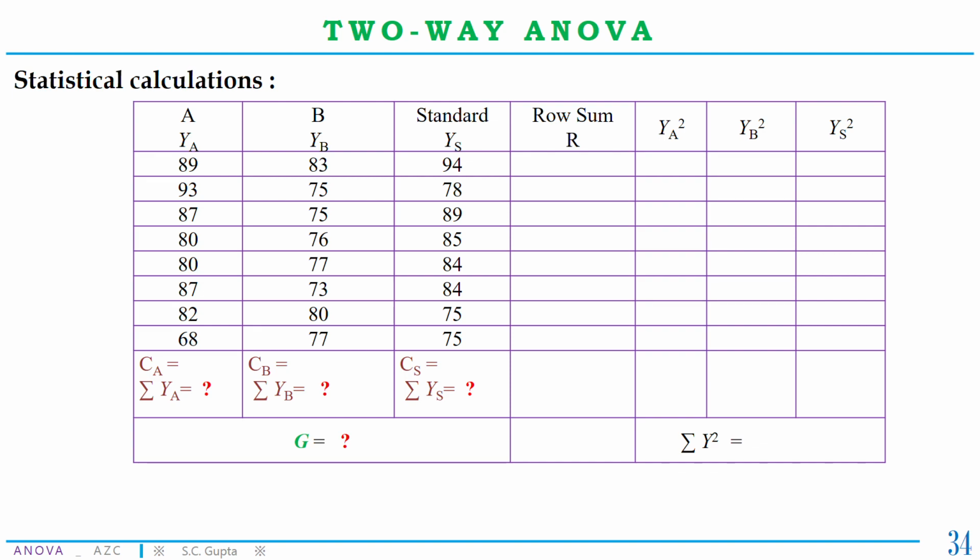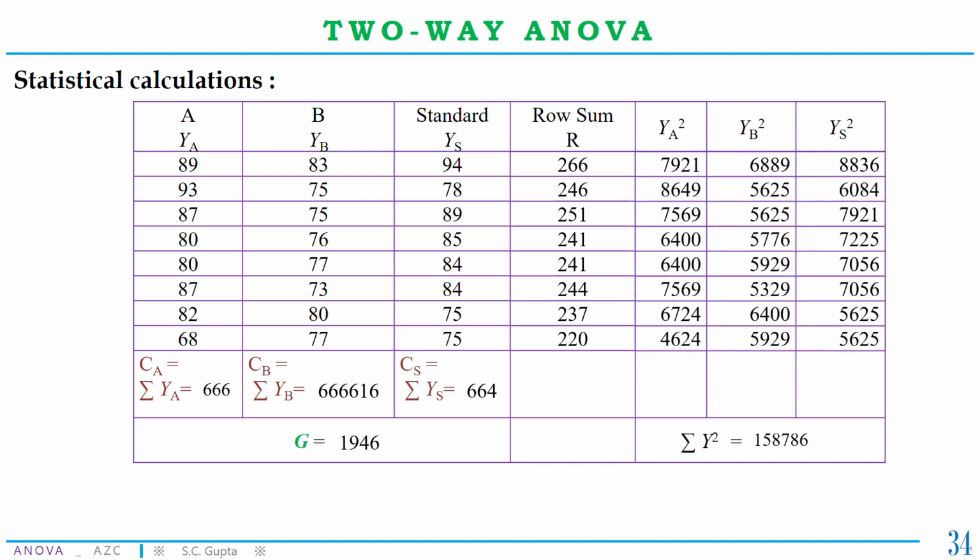First, calculate sum of all columns, and finally calculate G value. G obtained is 1946. Now calculate row sum. After calculation of row sum, calculate sigma of y square. Sigma y square is 158786.